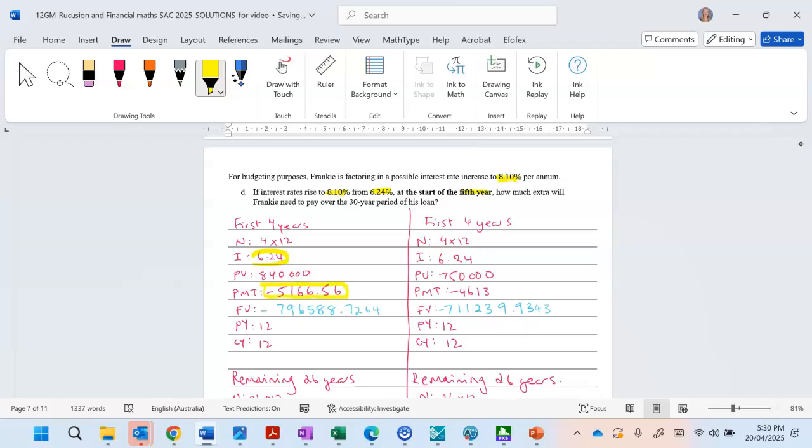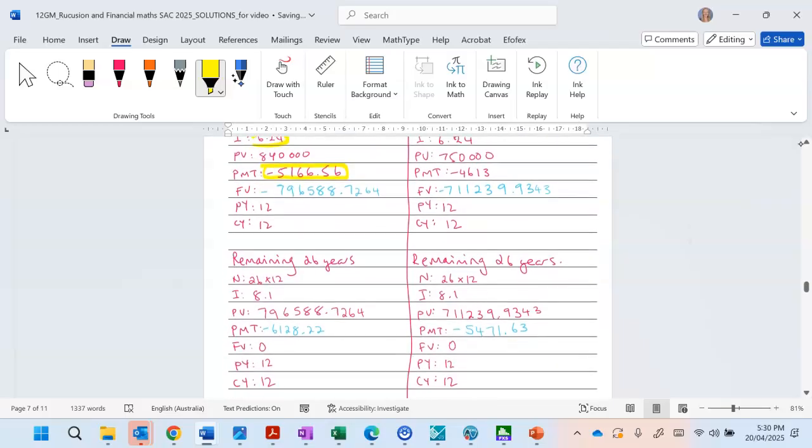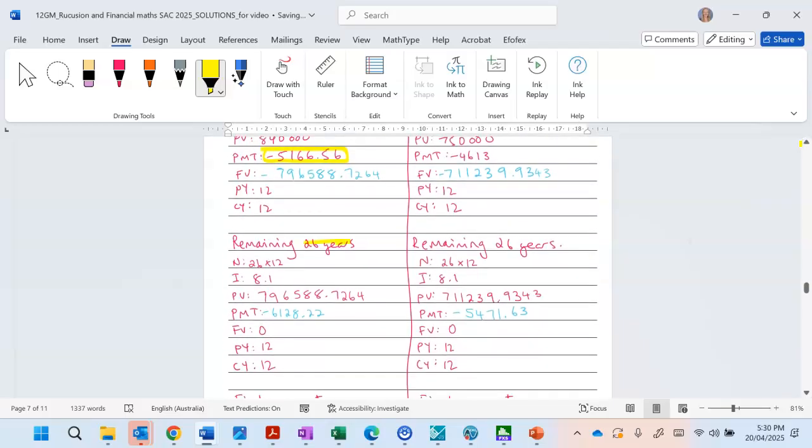And there's our payment that we calculated previously. Here's our future value, and I've written it in blue so it stands out because we're going to take that value onto the remaining 26 years. Remember, it's a 30-year loan. For 4 years, we've got the interest rate at 6.2%, and then for the remaining 26 years, it changes to 8.1%. So this value in blue now becomes our present value.